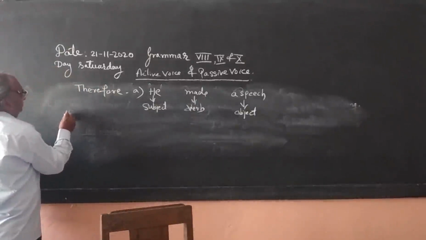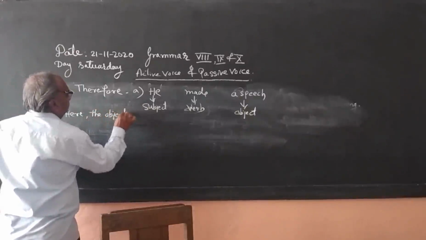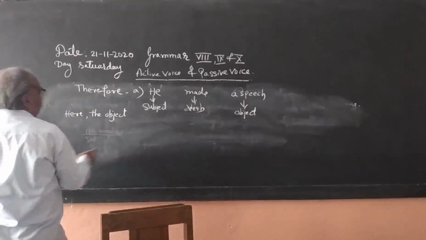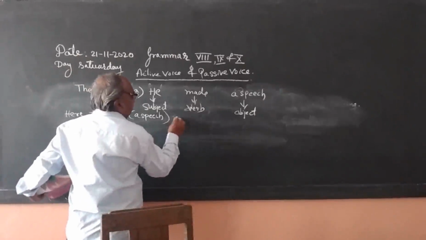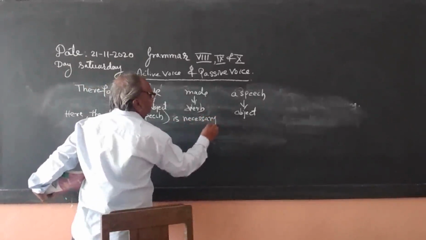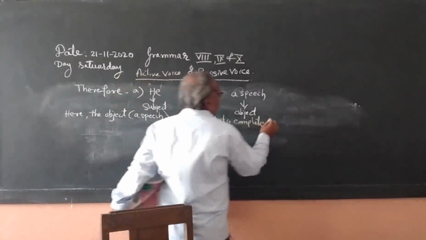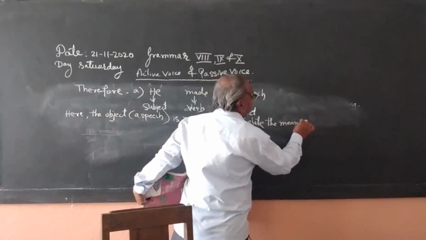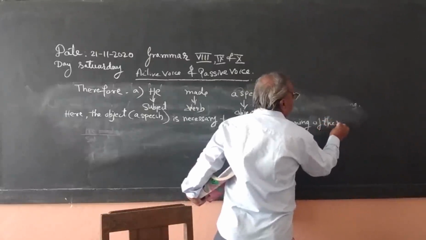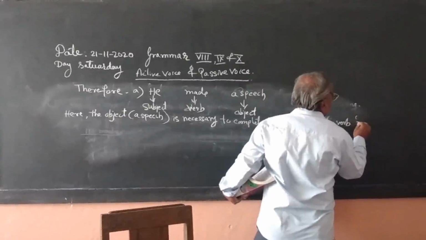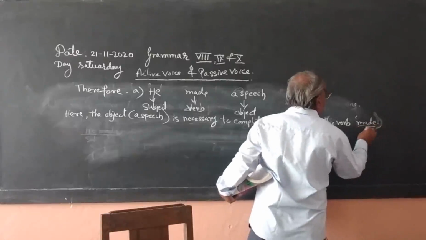Here, the object, what is object here? A speech is necessary to complete the meaning of the verb made. So this is the verb here.